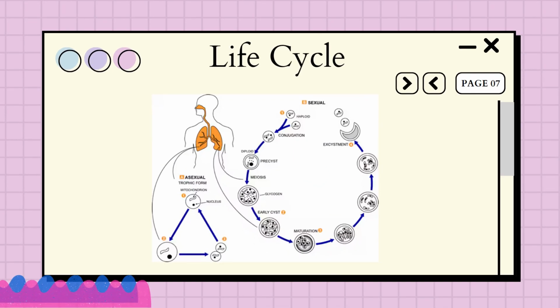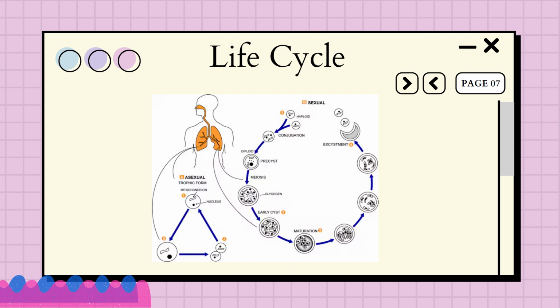Moving on to its life cycle. There are two phases of the P. jirovecii life cycle. We have the asexual and the sexual phase. In the asexual phase, the mode of reproduction does not involve fusion. Instead, the offspring is produced by a single parent. In this trophic form, it undergoes the process of mitosis, in which a cell replicates its chromosomes, then separates them, producing two identical nuclei in preparation for cell division.